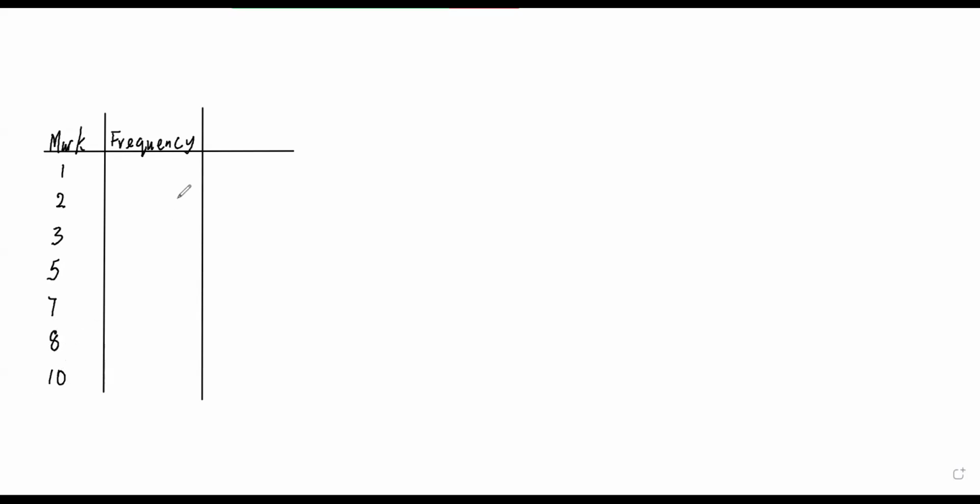So these are the marks. How many ones? There were 3 ones. There were 4 twos. There were 8 threes. So that's the modal mark. How many fives? 3. How many sevens? 1. How many eights? 6. How many tens? 5. I want to explain what is a cumulative frequency.